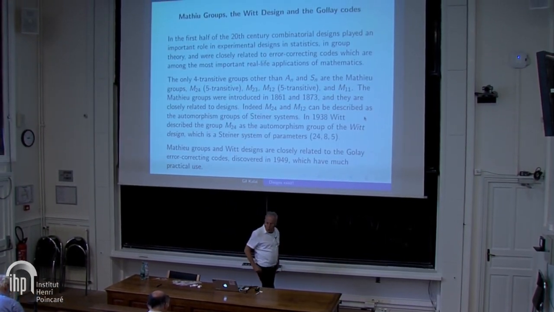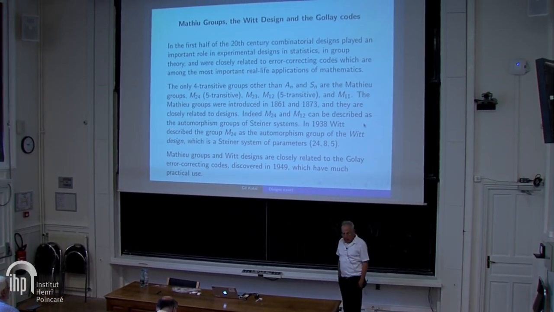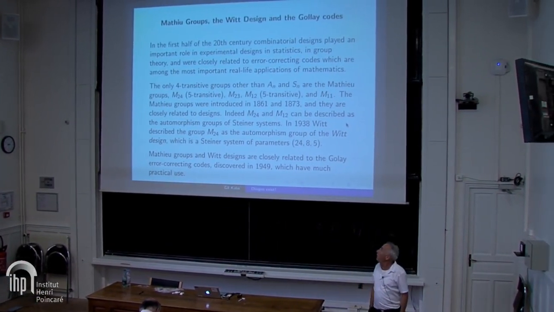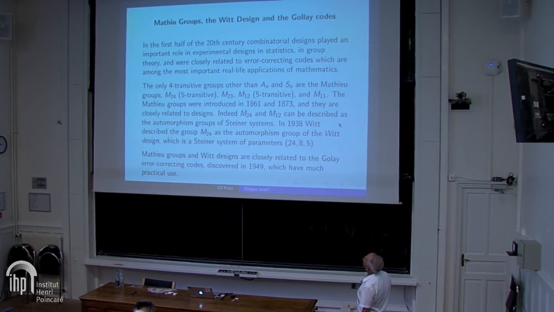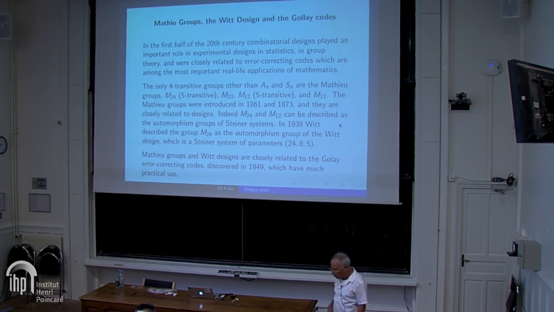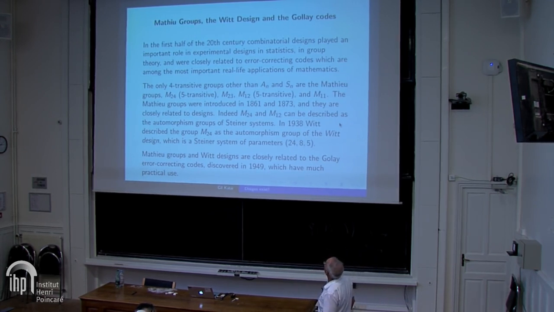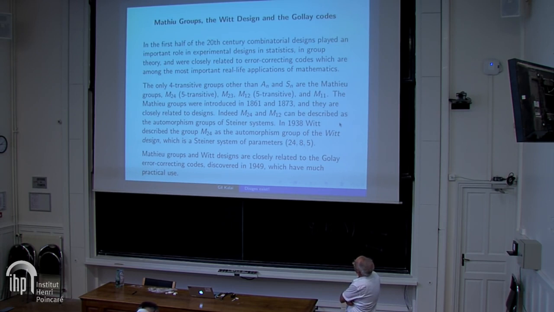Now, in the first half of the 20th century, combinatorial design played some role in experimental design in statistics. The famous statistician Ronald Fisher was quite interested in design. He had some important results about them, which I may mention a little bit later. And it was also important in group theory and very closely related to error correcting codes. So this is another mathematical discipline that was developed for very important real-life application.